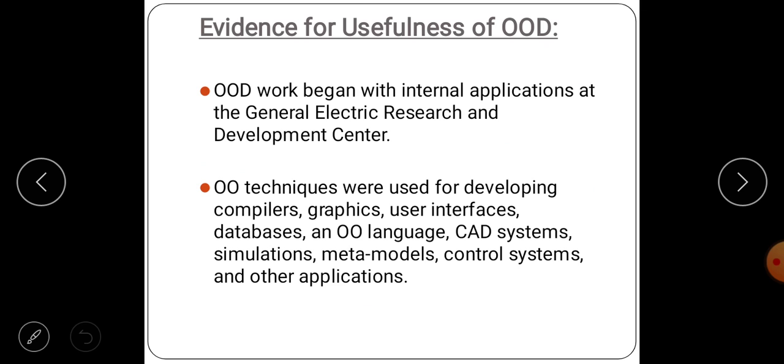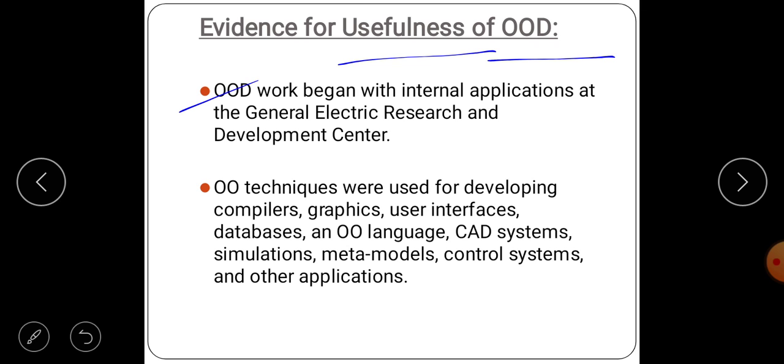It means they are asking what is the proof of usefulness of OOD. Okay, OOD means object oriented development. Here there is some evidence, nothing but proof that OOD is useful. This is not so important. It has not been asked in the exam up till now, but they can ask it for 2 to 3 marks. What is the evidence for usefulness of OOD?